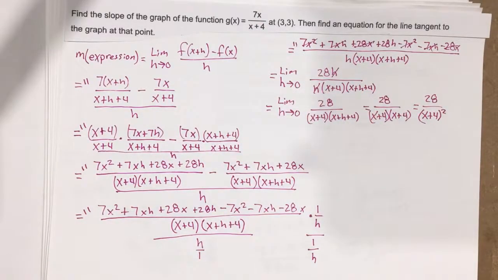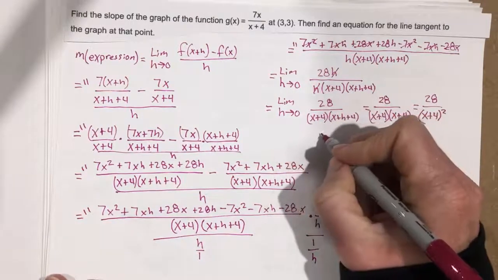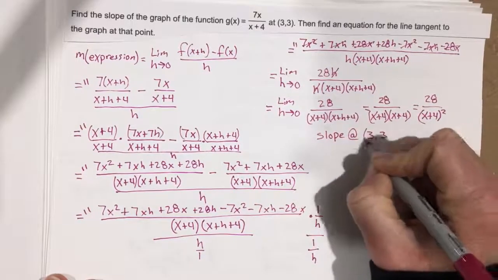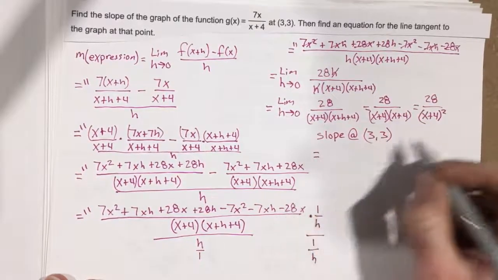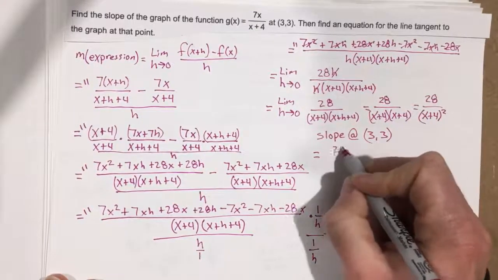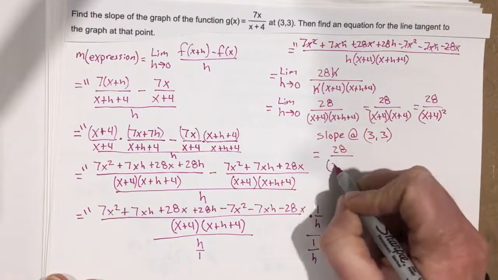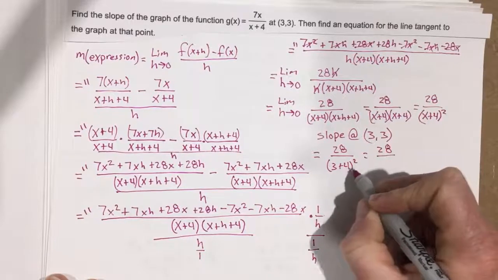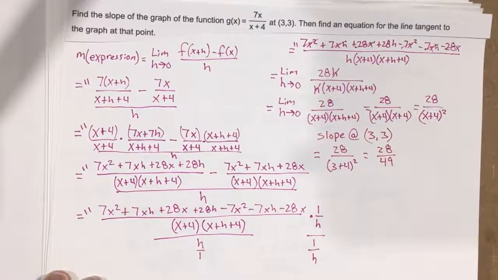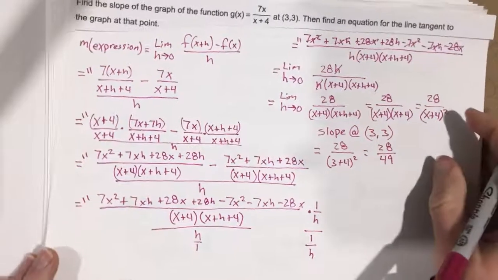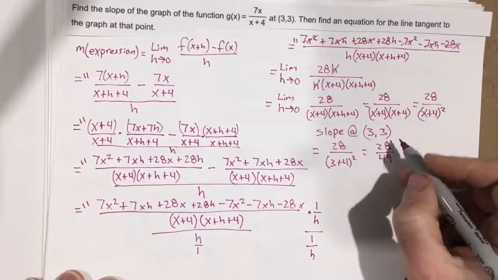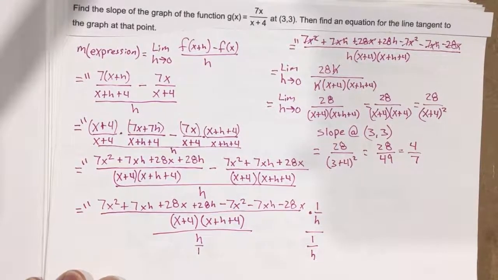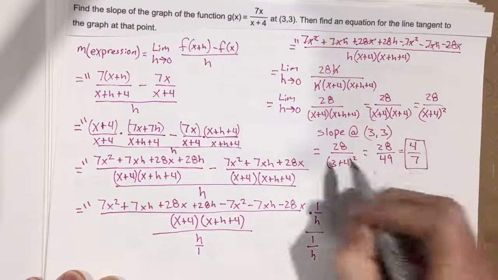Now we want to find the slope at (3, 3). So I'm going to plug in 3 for x, and I get 28 over 3 plus 4 squared, which is 28 over 7 squared, which is 49. And I can divide them both by 7, so I end up with 4 over 7 for a slope. So that's the first part, finding that slope at (3, 3).